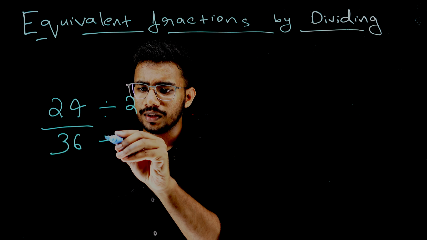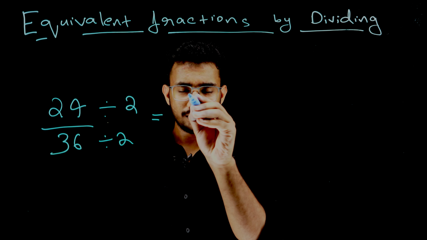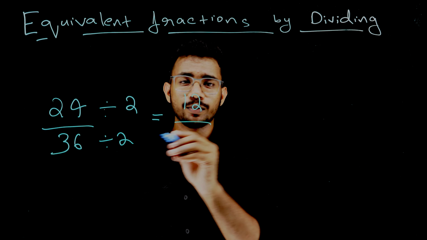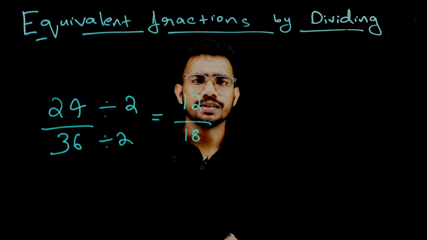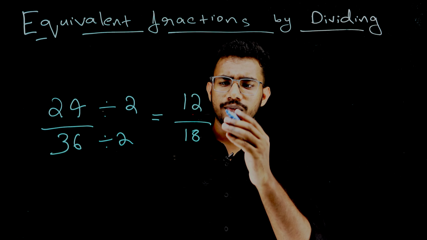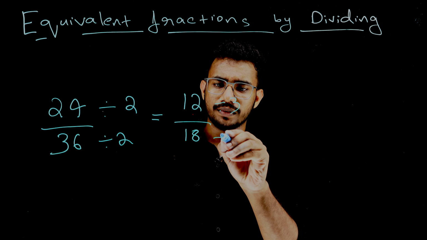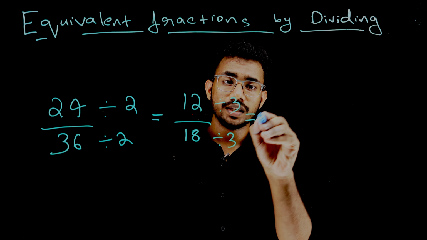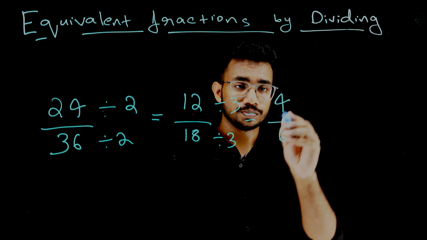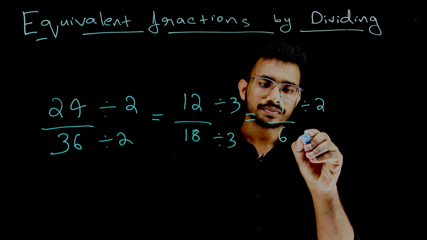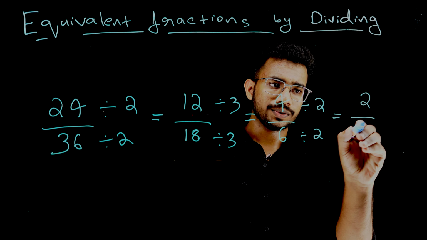Divided by 2, divided by 2, that will give me, what is 24 divided by 2? 12, exactly. What is 36 divided by 2? 18. Now again I can further simplify this one. I know that 12 and 18 can be divided by 3. So let's divide with 3. Divide with 3. That will give me 4 over 6. Now again this also can be divided by 2. So divided by 2 equal to 2 over 3.